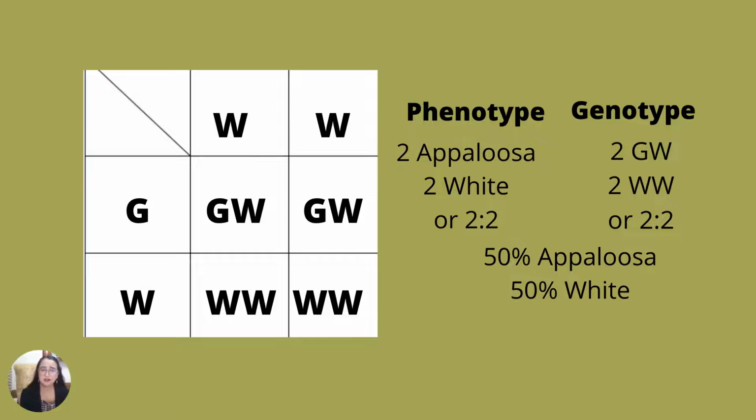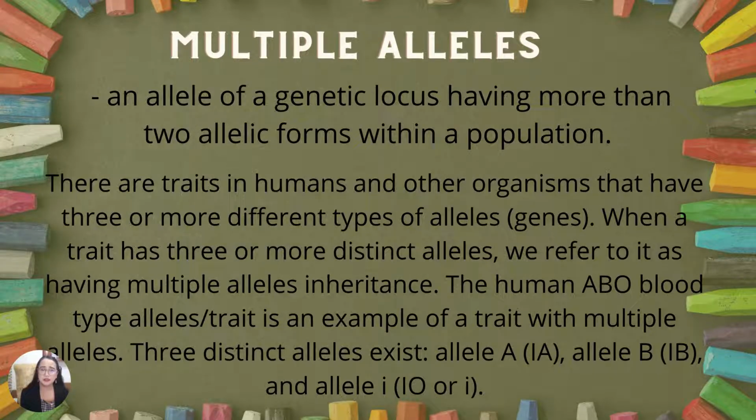Let's proceed to the third non-Mendelian pattern of inheritance, which is multiple alleles. So multiple alleles: an allele of a genetic locus having more than two allelic forms within a population. There are traits in humans and other organisms that have three or more different types of alleles or genes. When a trait has three or more distinct alleles, we refer to it as having multiple alleles.